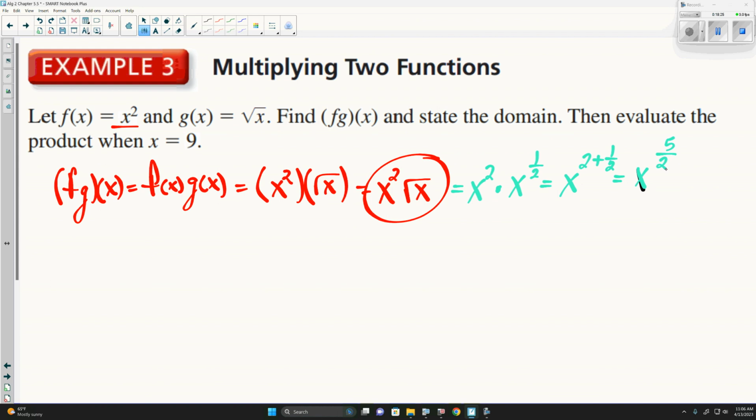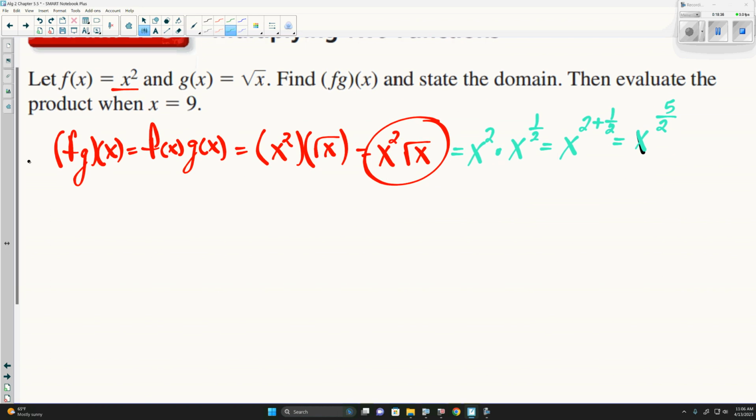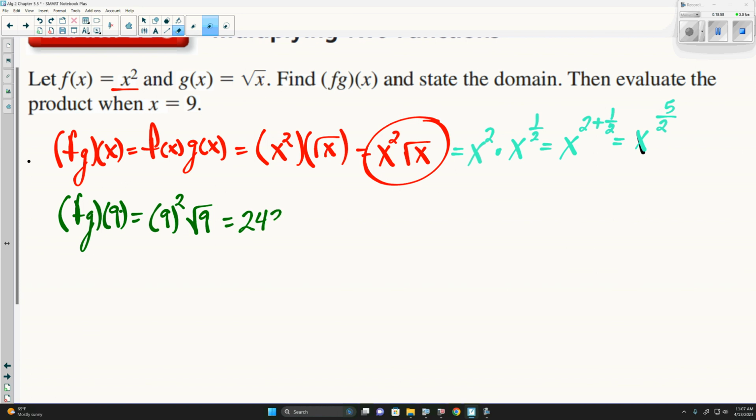But I want y'all to leave it as just x squared times the square root of x. It's not giving us a better answer or anything more than x to the 5 halves. They are the exact same thing. Any questions on how we found f times g of x? Now, well, helps if I actually put it in. F times g of 9 is going to be 9 squared times the square root of 9, which indeed is 243, because we can plug that into a calculator and get the answer.